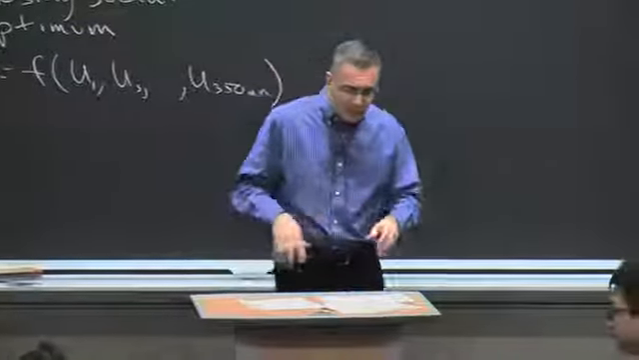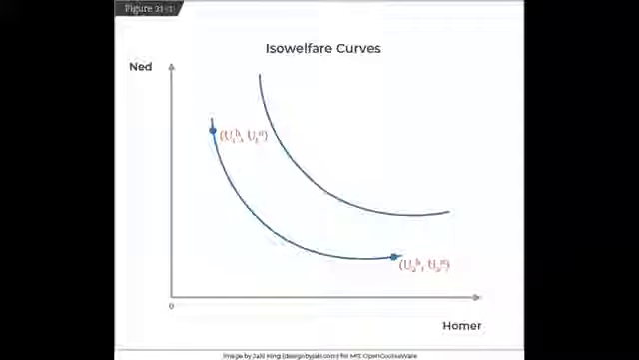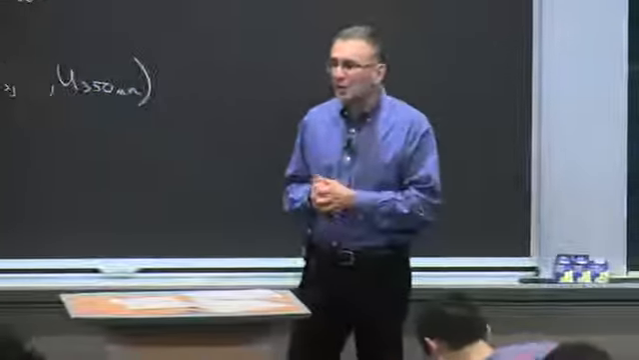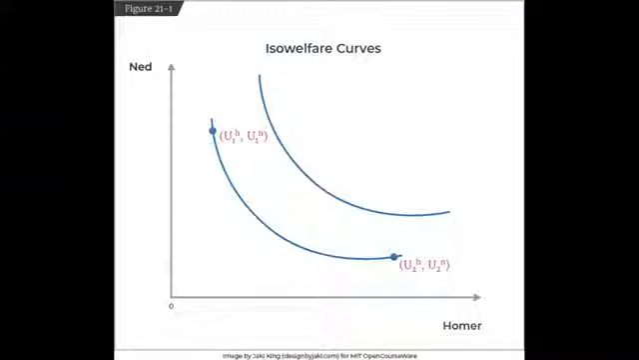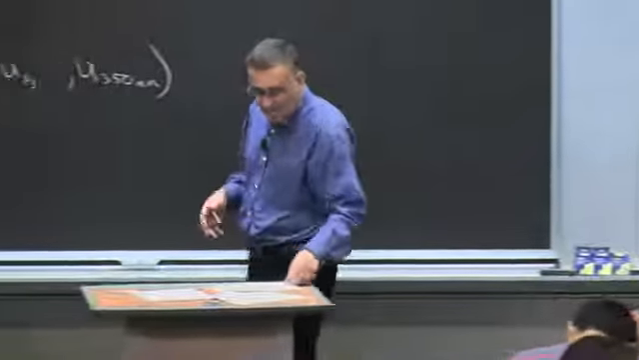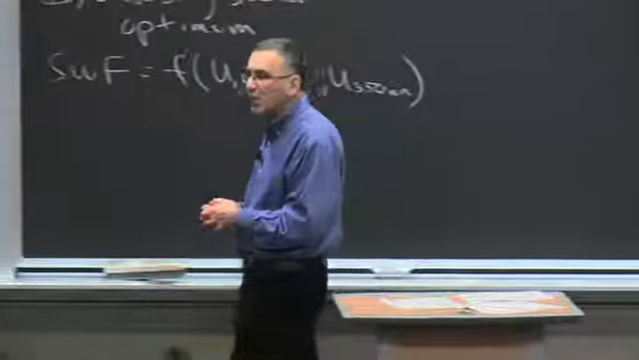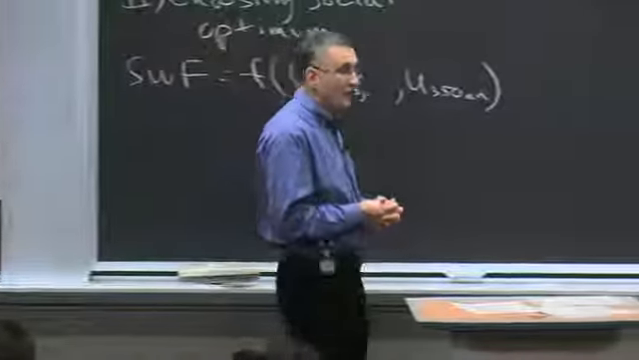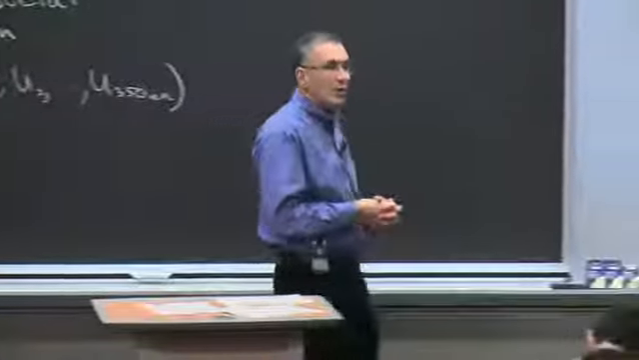So for example, consider figure 21.1. Okay? Let's think of society as only 2 people, Homer and Ned. Let's imagine that's all of society, because once again, these 2x2 examples are easy. Okay? What we've drawn here are what's called iso-welfare curves. These are basically society's indifference curves. Just like if these x and y axis said pizza and cookies, I would draw an indifference curve between pizza and cookies. Now I'm drawing society's indifference curve between Homer and Ned.